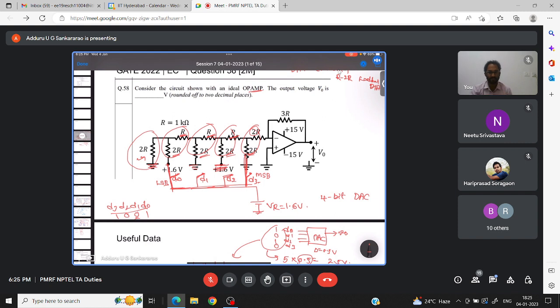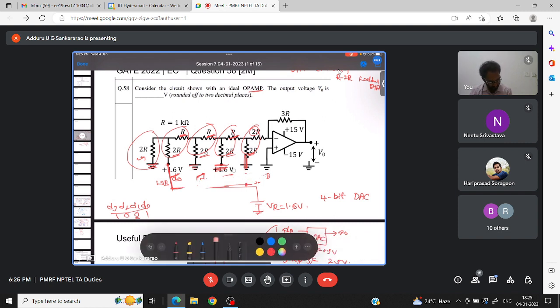In this case, if you see here, in this case, have you understood, right? I'm just giving the brief background of it. Based on that, we can see.